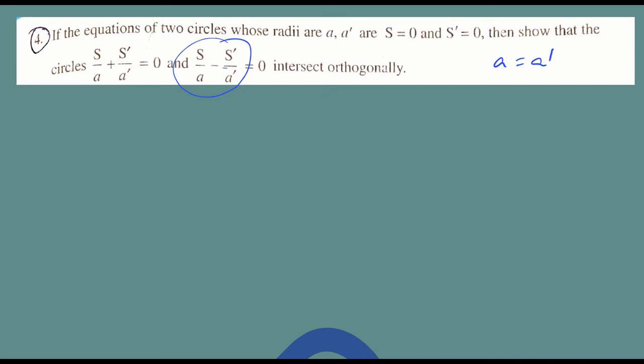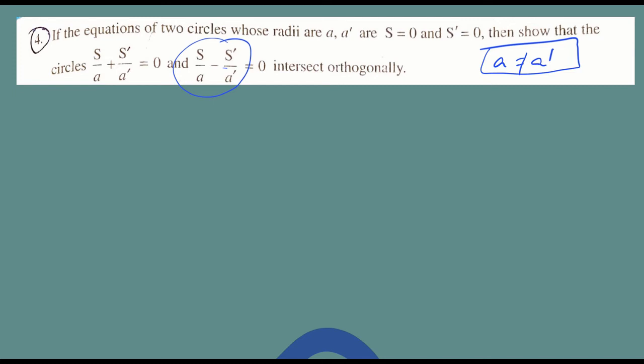We know that it represents a straight line. Therefore, we should get a is not equal to a dash. Okay, we take that a is not equal to a dash. What I do is I choose a coordinate system such that the centers of the circles lie on the x-axis, so the y coordinates will be zeros.